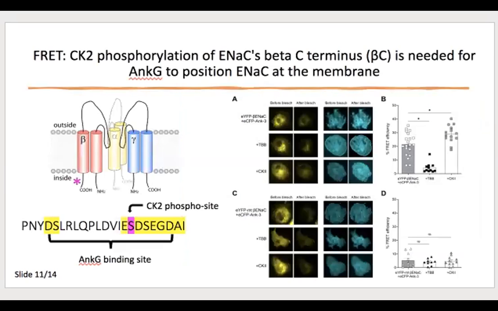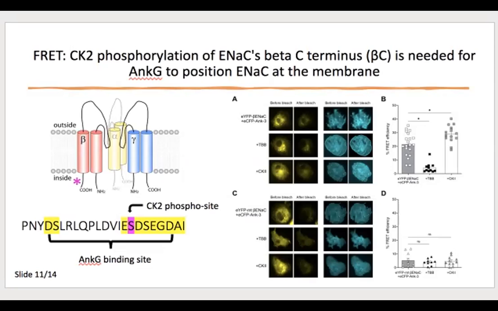Okay, and so ENaC has 3 subunits, alpha, beta, and gamma. The C-terminus of the ENaC's beta subunit is particularly important for its intracellular regulation. And if we look at its primary sequence of the C-terminus, we can see that there is a CK2 phosphorylation site that actually overlaps with the ankyrin G binding site. And to test our hypothesis that CK2 phosphorylation mediates ankyrin G binding to ENaC, we mutated the highlighted serine on the beta C subunit to an alanine, which prevents phosphorylation at the site.